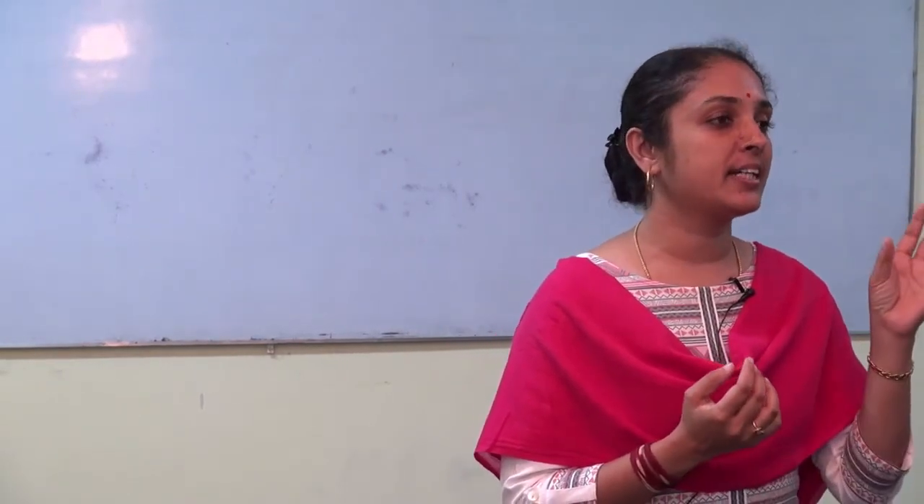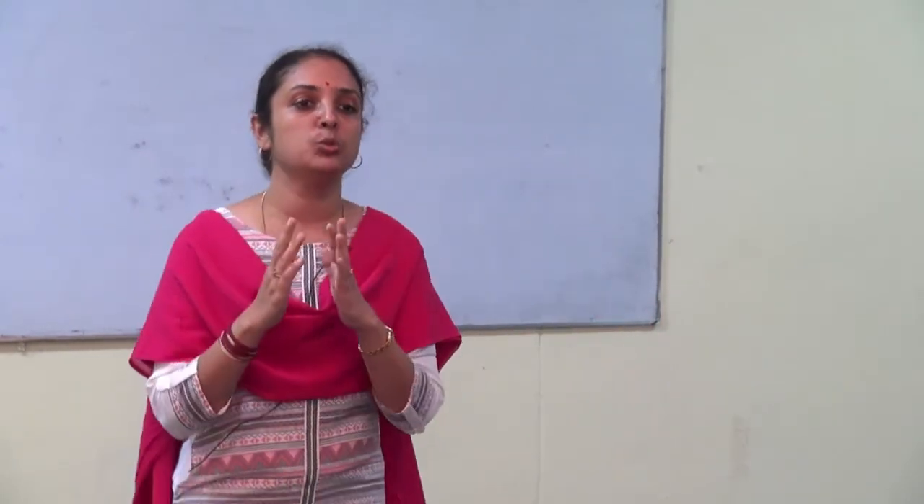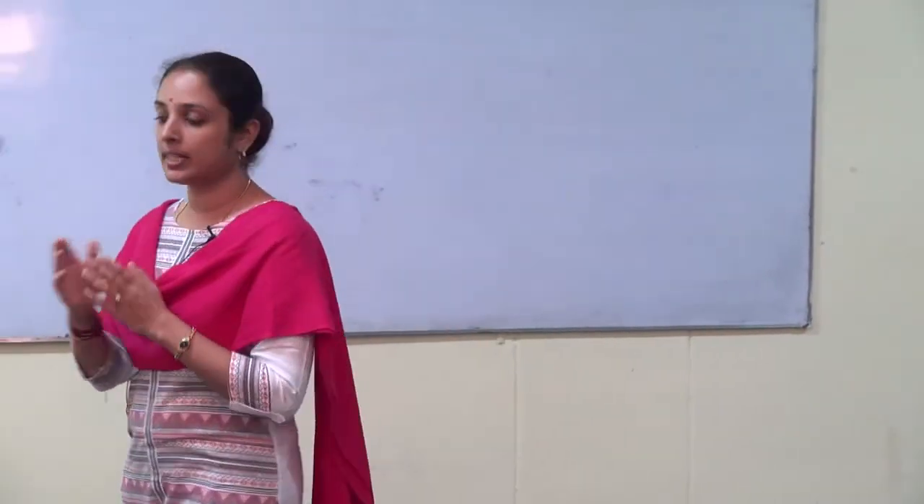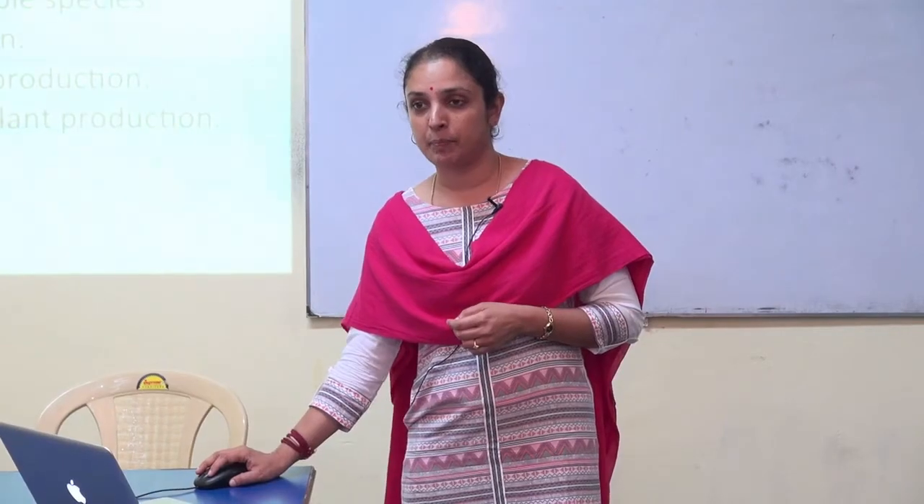A desired character may be present in two different parents. For instance, parent number 1 is disease resistant and parent number 2 is high yielding. You need those cytoplasmic characters or traits to appear in a single offspring. So in that case, we need to fuse these two cytoplasms, and do this culture to produce hybrids.